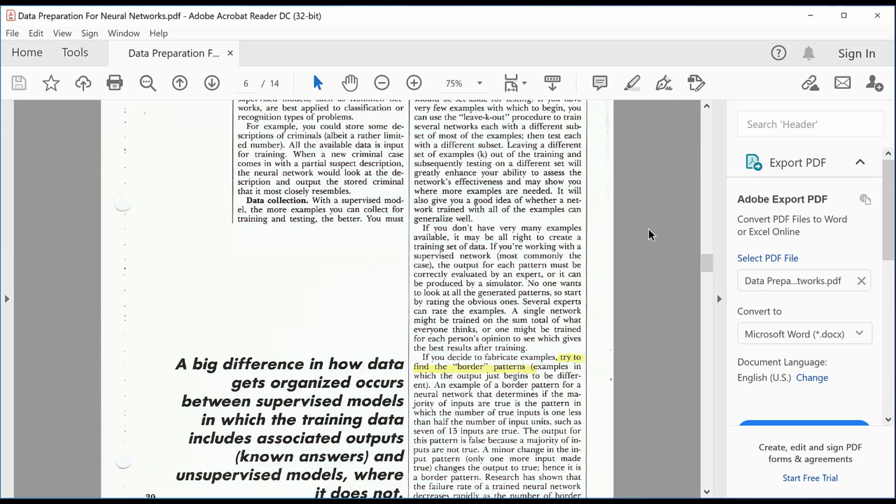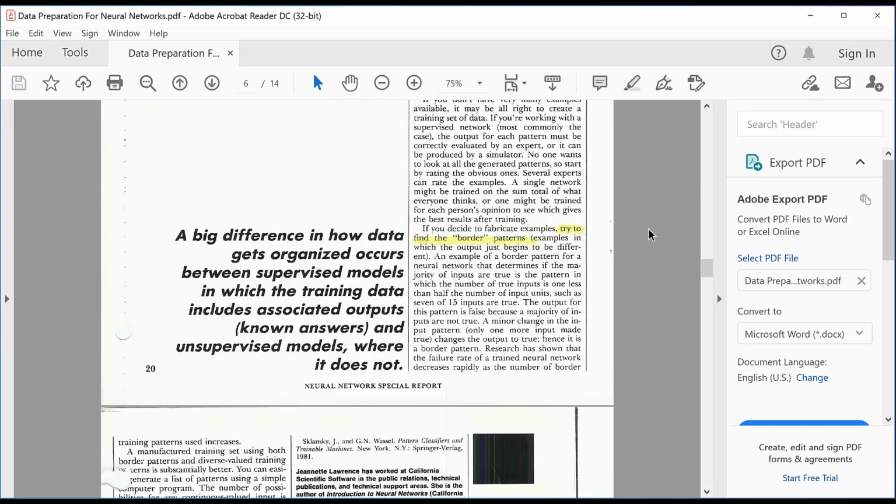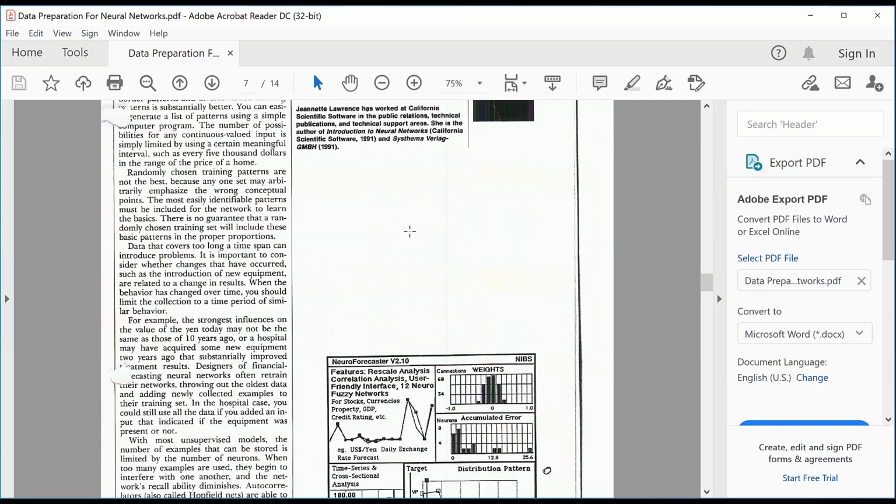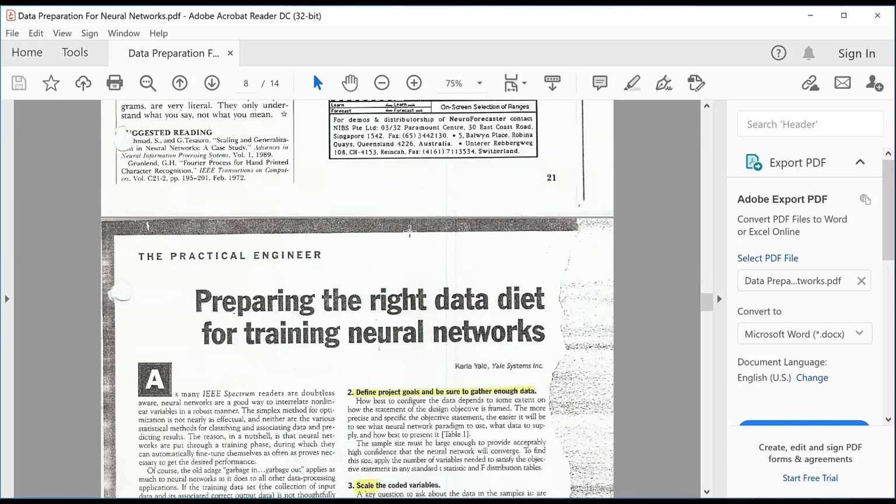They talk about trying to find the border patterns, which means the edges of the data. In other words, if you're in the middle, you're most likely to buy a condo, but you want some of those people that are kind of the border patterns that might or might not buy a condo so that you can differentiate better. So I'll let you read the rest of this.